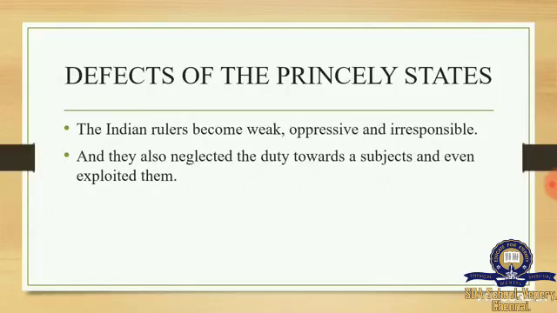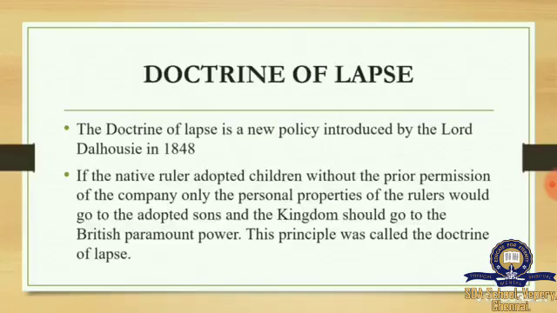And next, the effects on the princely states. The system of subsidiary alliance made the Indian rulers become weak, oppressive, and irresponsible. They also neglected their duty towards their subjects and even exploited them. And that's all about the defects of the subsidiary alliance for the princely states. And the next topic is the doctrine of lapse.